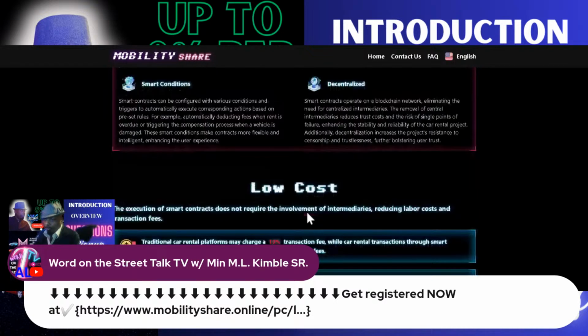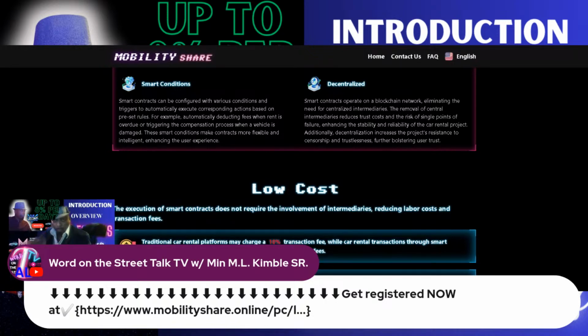Low cost. The execution of smart contracts does not require the involvement of intermediaries, reducing labor costs and transaction fees. So how is it good to the rental car company, or the best thing for them? Because they save on labor costs. I've been an employer, and I've been involved with employers in my life, and I understand what comes with being an employer: overhead costs. You've got the cost of the employees, you've got workman's comp, you've got all this stuff that you have to pay to keep the overhead costs when you have employees.